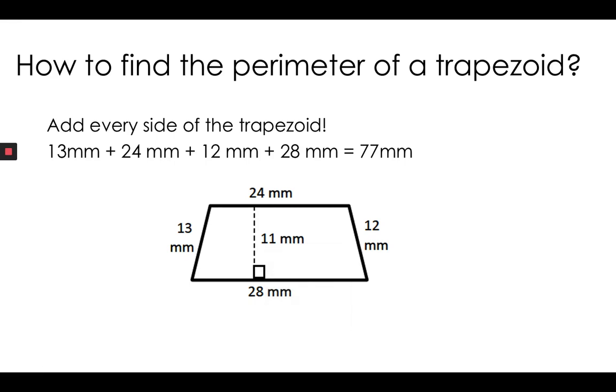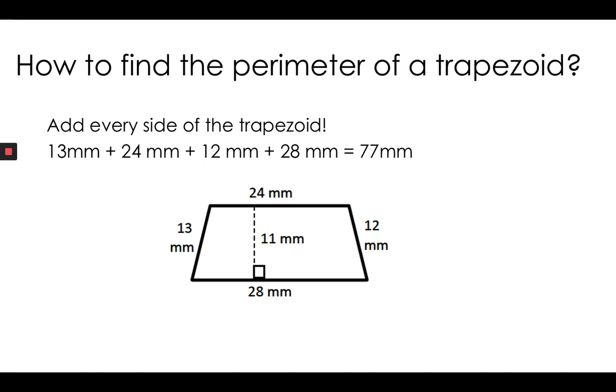Okay, welcome to your first lesson on trapezoids. We have gone over triangles, parallelograms, and circles. Today we are going to look over perimeter and area of trapezoids. Let's start with perimeter first.